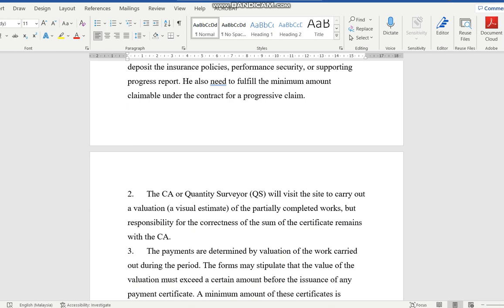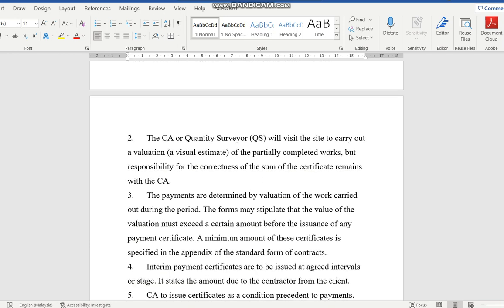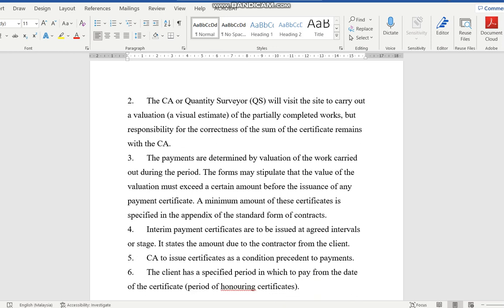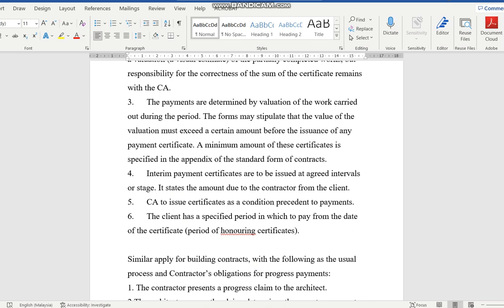This certificate is determined by the CA, QS, engineers or architect, whoever the CA is. Then it will be sent to the contractor for agreement. Once it's agreed, the certificate will be sent to the client, and once it's confirmed, the certificate will be issued, and then the client will pay within the stipulated period.